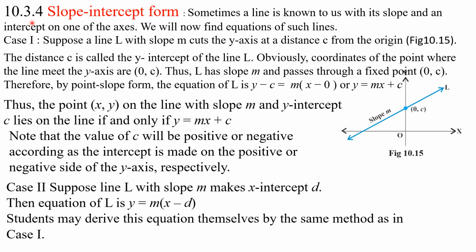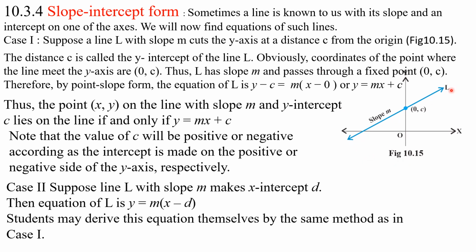Now come to the next form of a line, that is the slope intercept form. This is another form of a line. Sometimes a line is known to us with its slope and an intercept on one of the axes. We will now find the equations of such lines. Sometimes they will give the slope of the line and the intercept made by the line on the coordinate axis. Observe this figure, my children.